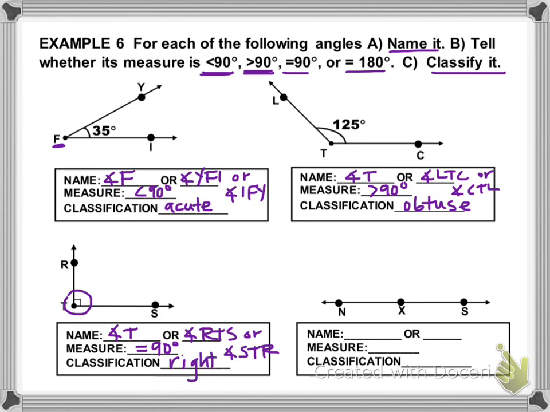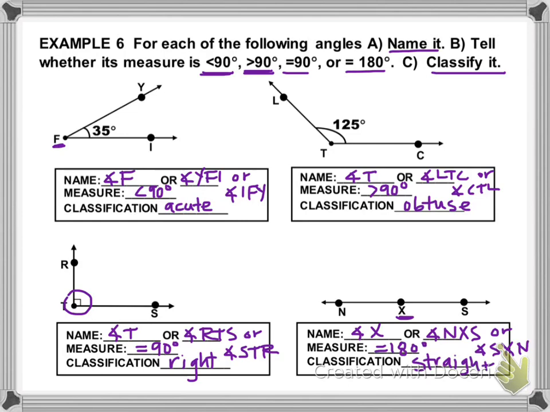The last angle, bottom right, the vertex is actually X, so we could call it angle X. Or we can use the 3 letters, as long as X is in the middle, angle NXS, or angle SXN. Make sure that the X is in the middle there. Its measure is exactly equal to 180 degrees because it's a straight line. And because it's a straight line, we say that it is a straight angle.